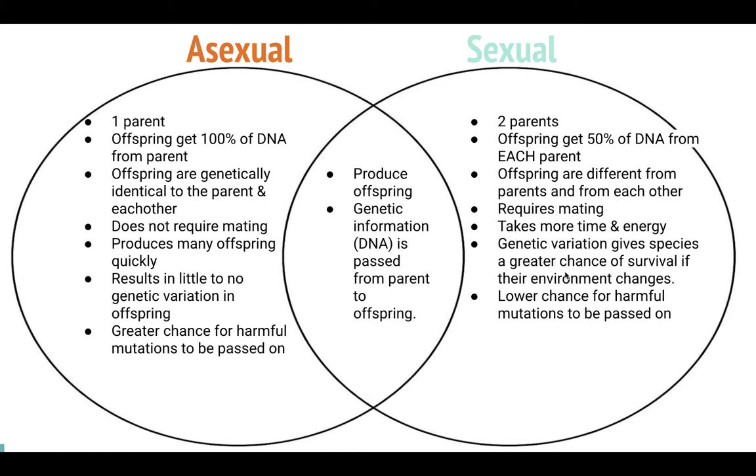There's a lower chance for harmful mutations to be passed on, and it involves the processes of meiosis, which is the production of gametes, also known as sex cells, and fertilization, which is when those sex cells combine and join their DNA.